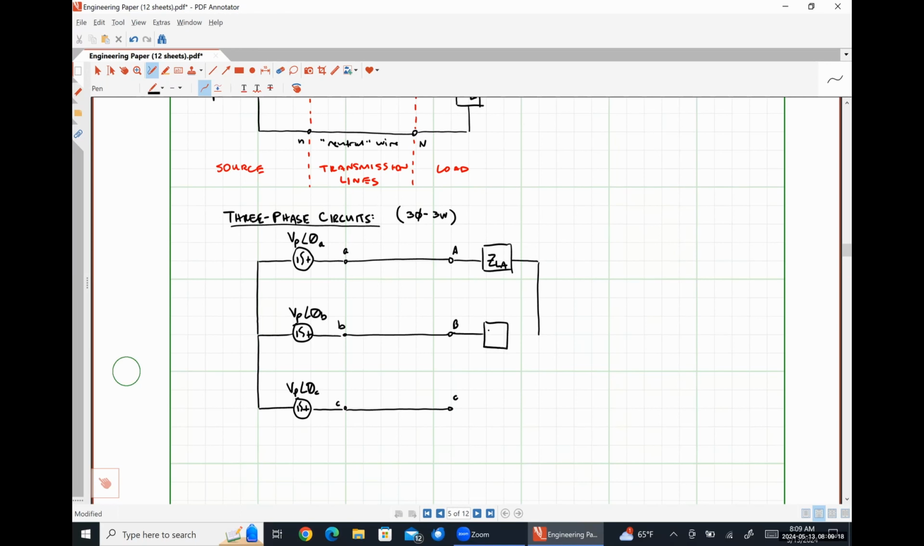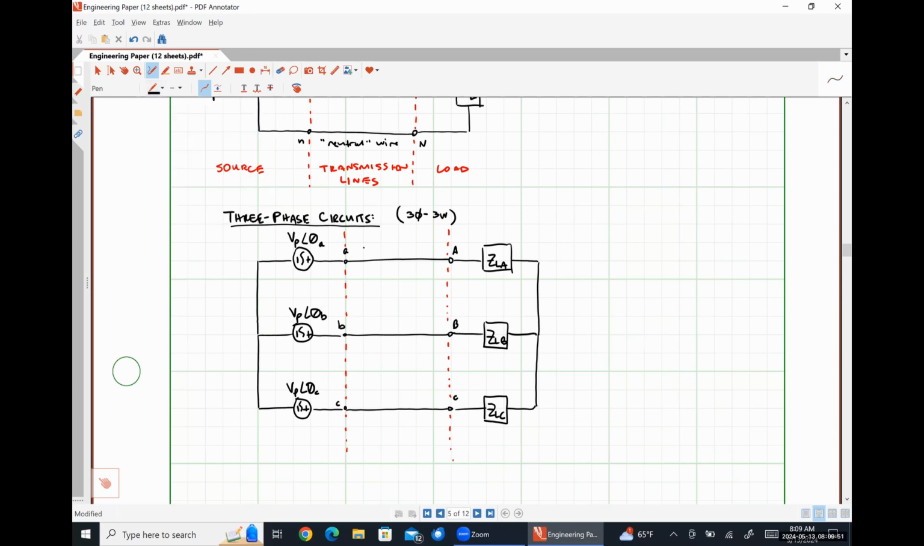Then we might have ZLB here, and ZLC connected here. And once again, we can break this thing up into the same basic structure: source, transmission line, and load. We're going to make a couple of observations.